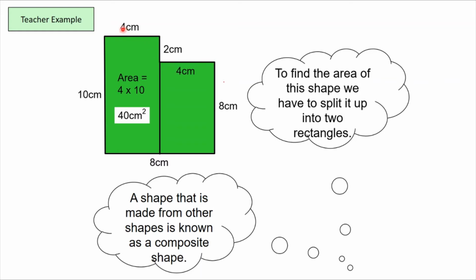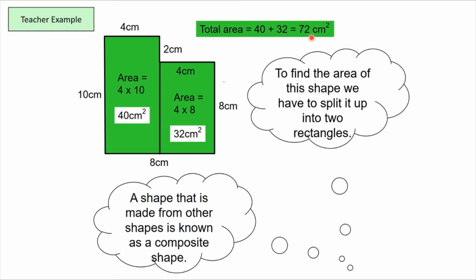So now we can see that this 4 centimeters, add that 4 centimeters here, would be the same as this total 8 centimeters. And now we can work out this area here as well. 4 multiplied by 8 would be 32 centimeters squared. So we know the area of this rectangle and we know the area of this smaller rectangle. If we added the areas together, we would basically get the area of the total shape, wouldn't we? And that would be 72 centimeters squared.